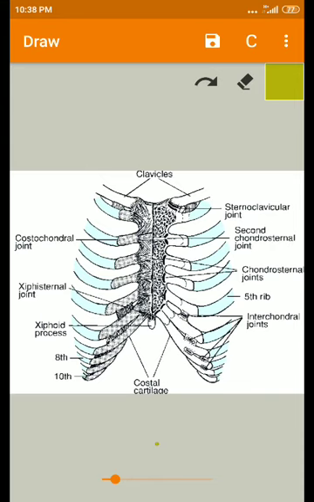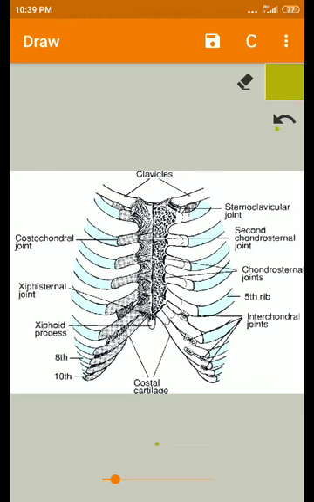Dear students, welcome back. Now we are going to see the joints of the thorax. We have finished all the bones which are present in the thorax. Normally the bones present in the thorax are anteriorly the sternum, laterally the ribs, and posteriorly the thoracic vertebrae. And all these bones are joined together forming a cage, the thoracic cage. Now we are going to see each and every joint which is present in the thorax.